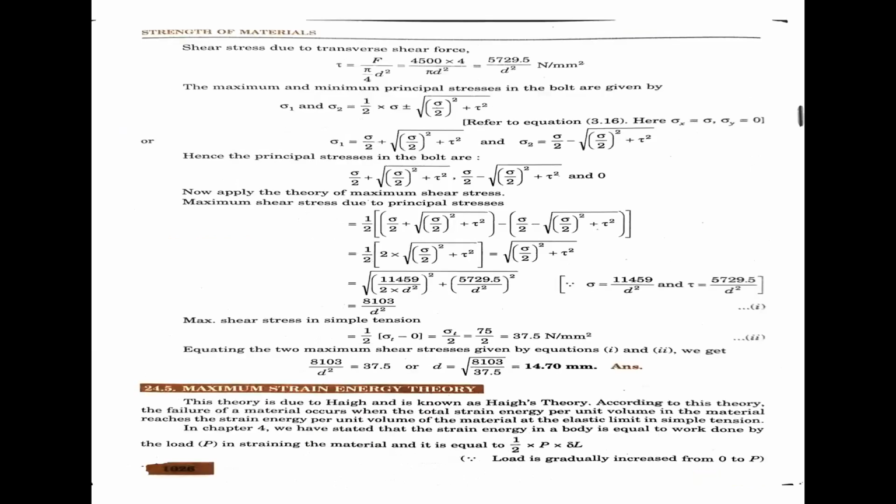Okay, another example, problem 24.6, according to the theory of maximum shear stress. This example problem I will explain now. This is also a very important problem. It gives the factor of safety, the Poisson's ratio, and the elastic limit. Now I will explain problem 24.6.